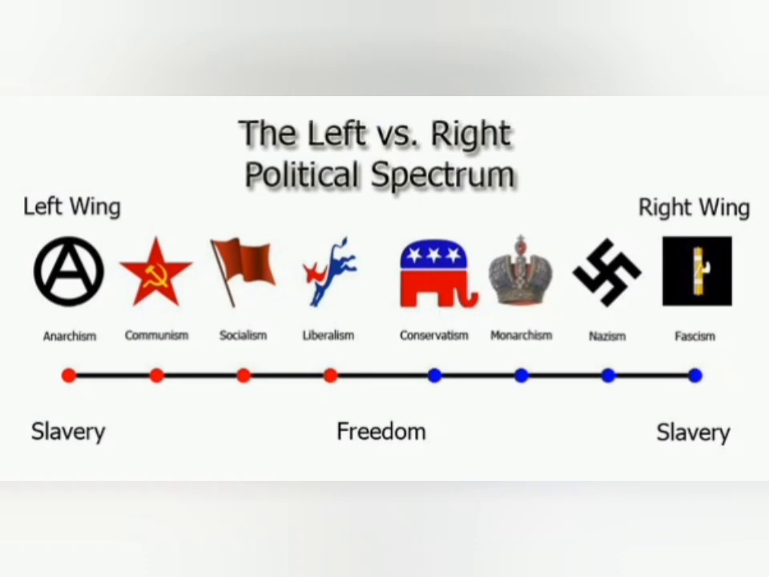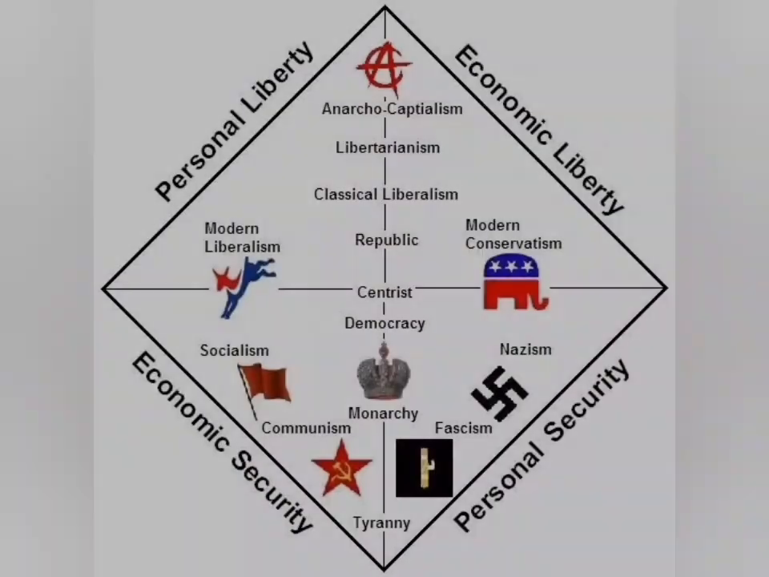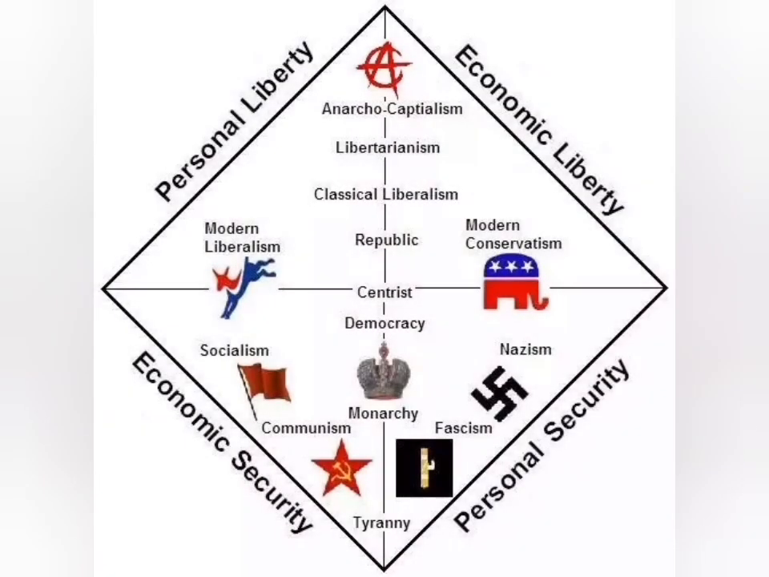Progressivism. Progressives in the United States seek to address issues like income inequality, healthcare reform, and climate change. Prominent progressive politicians include Bernie Sanders and Alexandria Ocasio-Cortez. Communism. Communism advocates for the abolition of private property and the establishment of a classless society. Historical examples of communist governments include the Soviet Union and China under Mao Zedong.